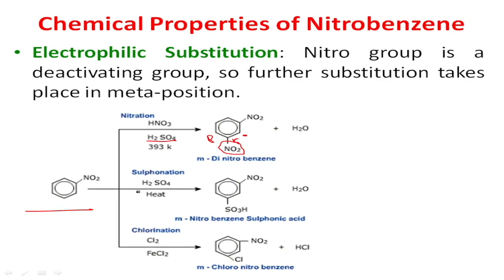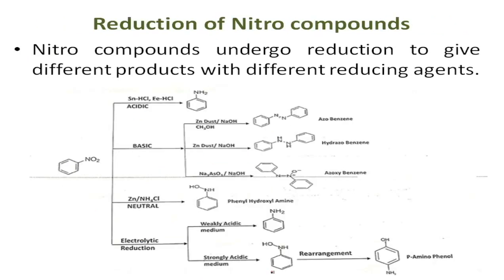dinitrobenzene. Sulfonation is the same thing, the sulfonic acid is added at the meta position, giving nitrobenzene sulfonic acid. Chlorination is similar, the chlorine atom is added at the meta position. So we have 1, 2, 3, meta chloro nitrobenzene.